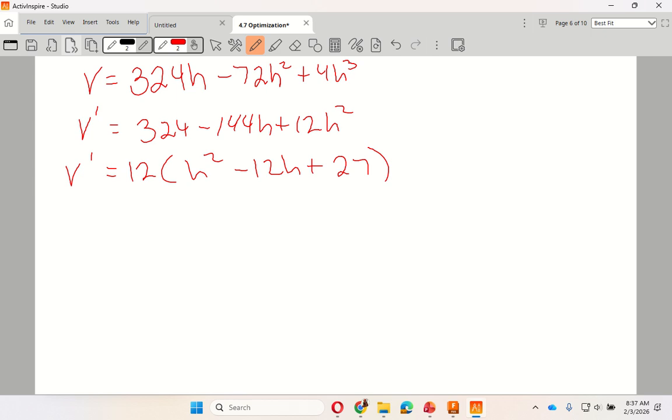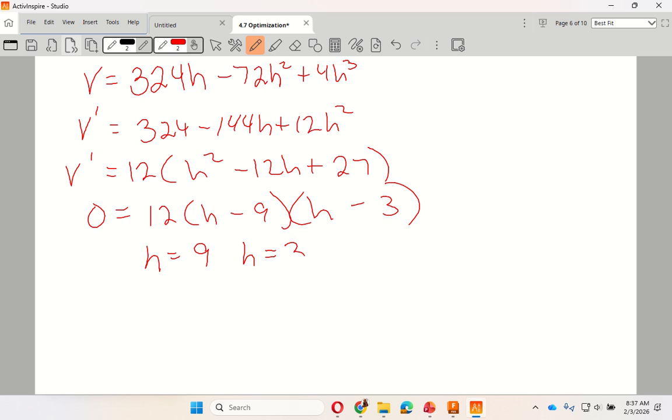Now, minimizing and maximizing. What's the rule for that? I need to do what with this derivative? Set it equal to 0. That's going to be my min or my max. So set it equal to 0. So now I have 0 equals 12 times the factors of 27 that add together to be negative 12: negative 9, negative 3. Very good. So the 12 goes away in that factor. So I get h is equal to 9, right? And h is equal to 3.